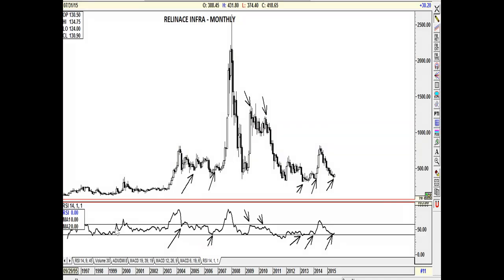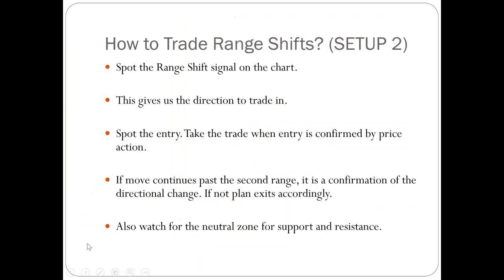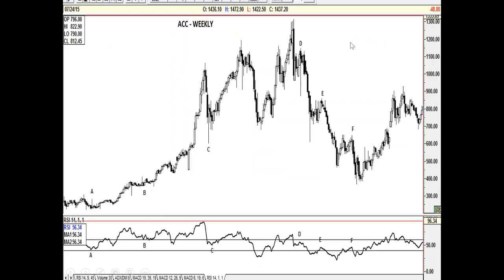Point D at which chart? Just a moment. Yeah, this point D. All right.